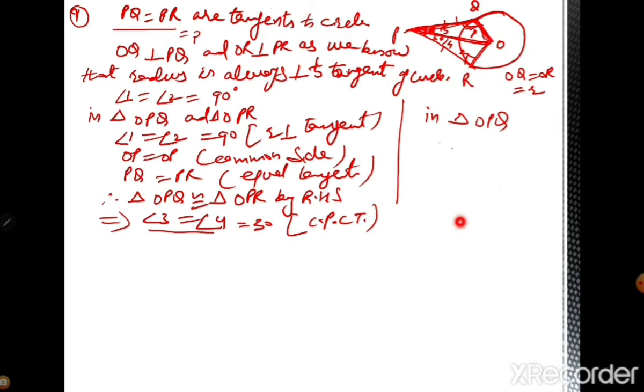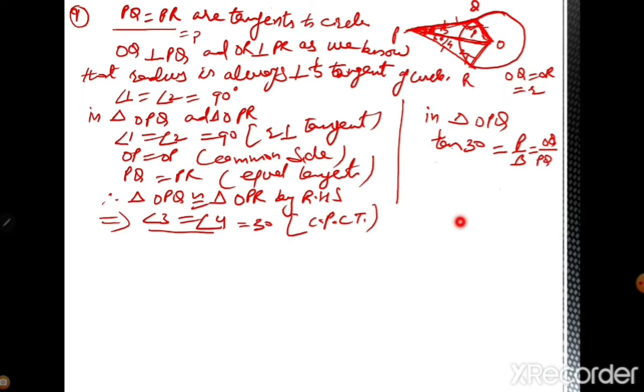Then in triangle OPQ, we'll apply tan 30 degree is equals to what? What is the formula for tan? That is perpendicular upon base. Your perpendicular is OQ, and your base is PQ. Right, so P upon B. I am taking this angle, so this one is base and this one is perpendicular. So PQ will write it here.